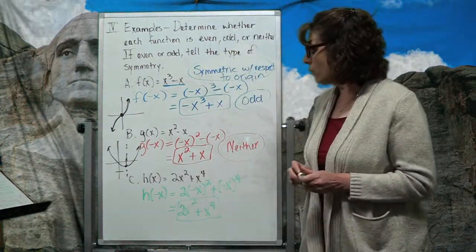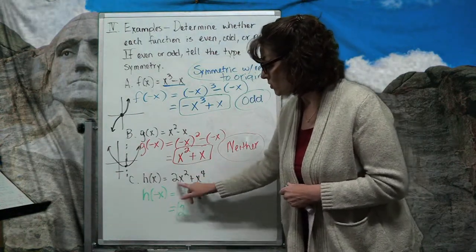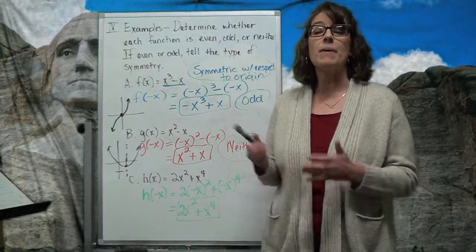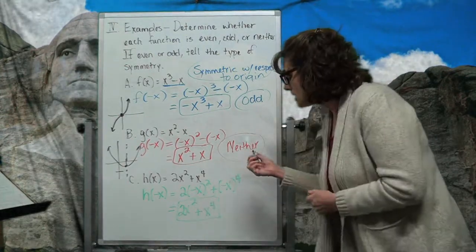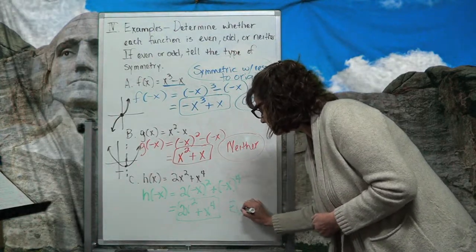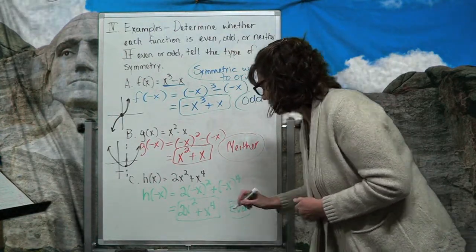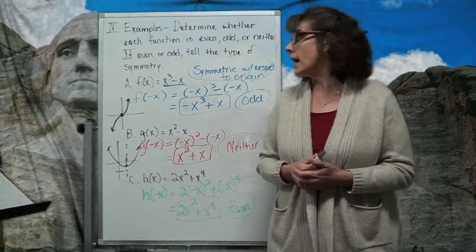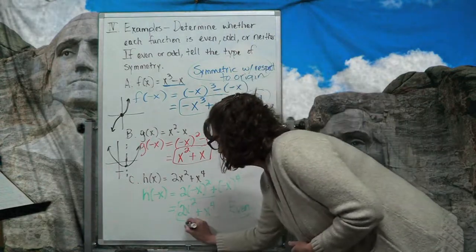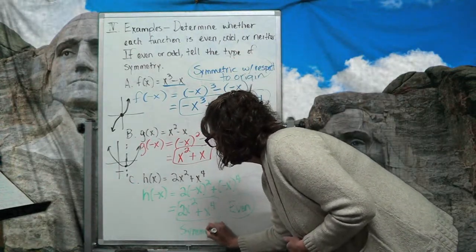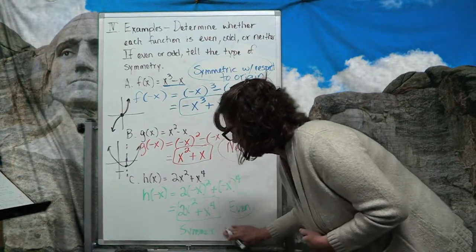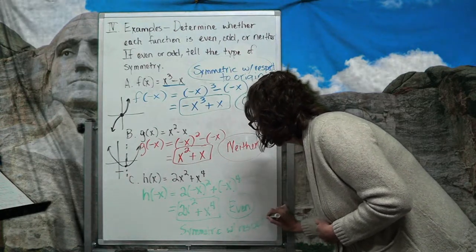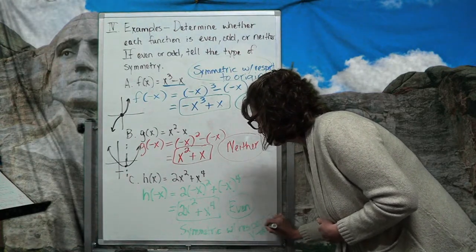I'm going to compare that with what I started with, and you can see these two terms are exactly the same. These two terms are exactly the same. So it is exactly the same, exactly even. So this is an even function. And recall that when it comes to even functions, what type of symmetry do they have? That is symmetry with respect to the y-axis. So it is symmetric with respect to that y-axis.